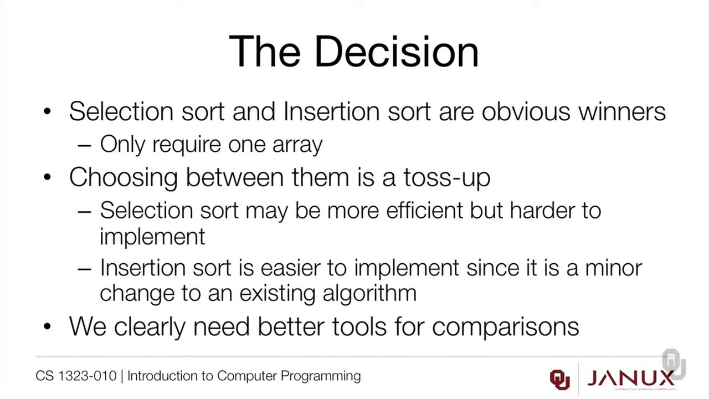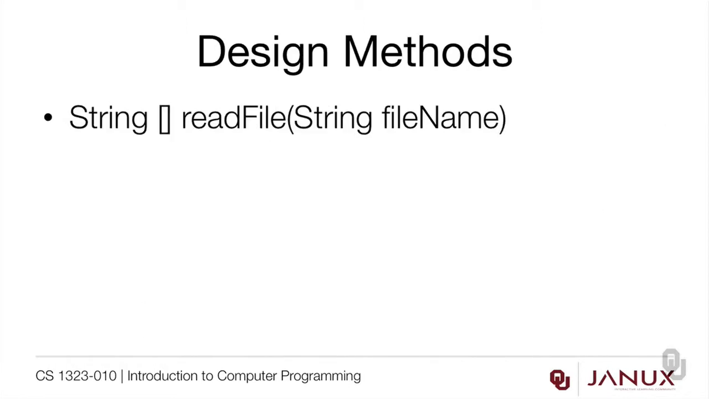And once again, we clearly need some better tools for comparisons. And computer scientists have them. We just don't have them yet. The next challenge we have is designing the methods. Now you might think it'd be nice to do String[] readFile and then give the file name. We could call that method twice. That would be good. That would be reusing code.